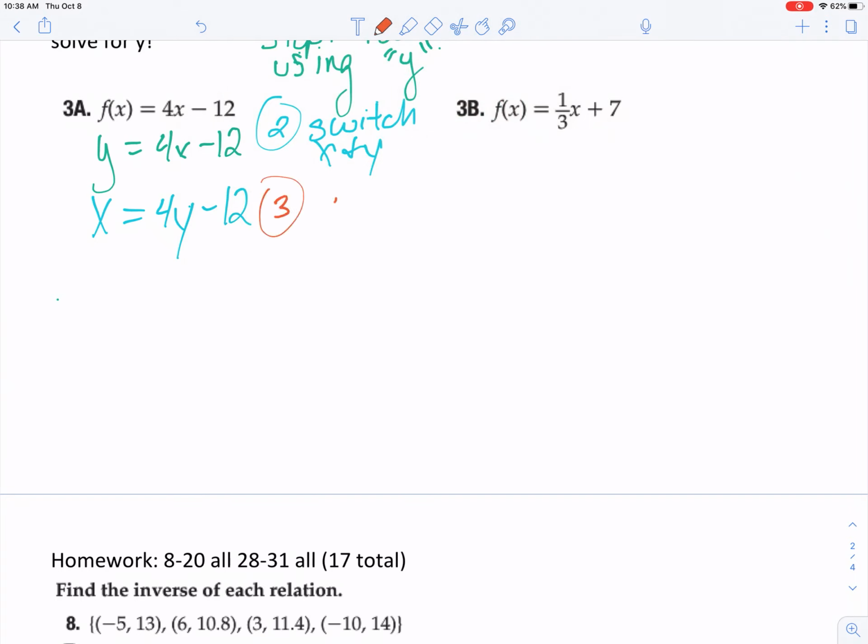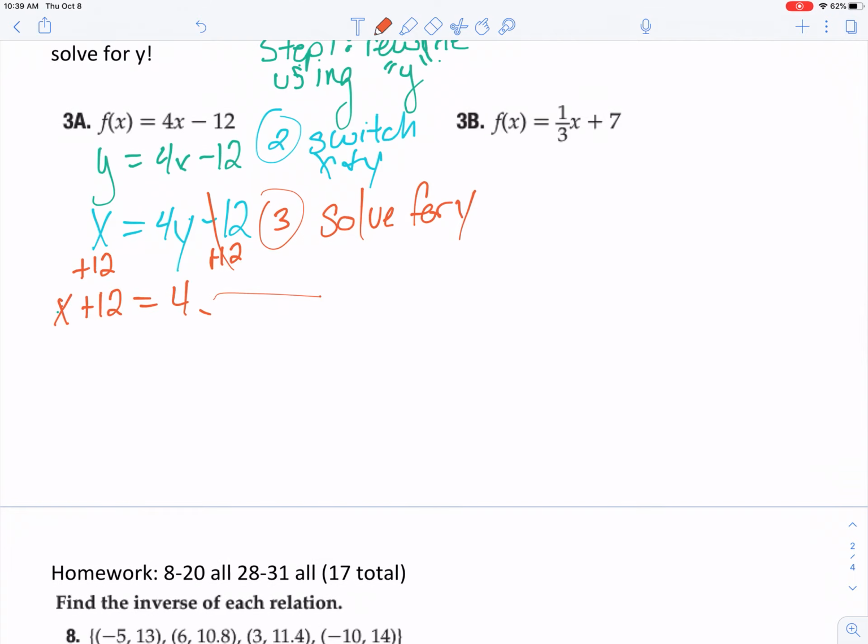So for step 3, I want you to solve for y. So what I'm going to do is probably add 12 to both sides. And I notice that that cancels on the right. However, x and 12 cannot combine, so that's just going to be x plus 12. And it looks like the next thing I need to do is divide by 4. And whatever you do to one side, you have to do to the other. You have to do it to the whole thing. So that's why I'm going to write it twice. And that's going to give me 1/4 x plus 3 equals y.